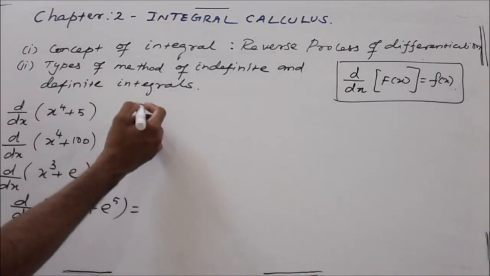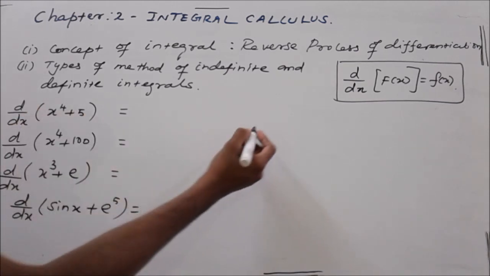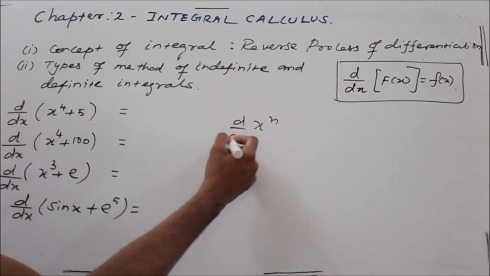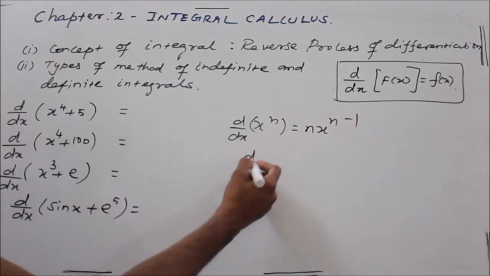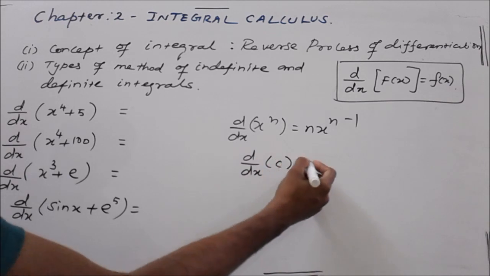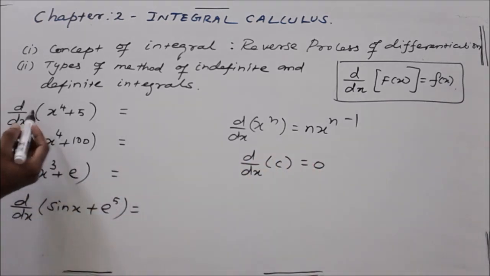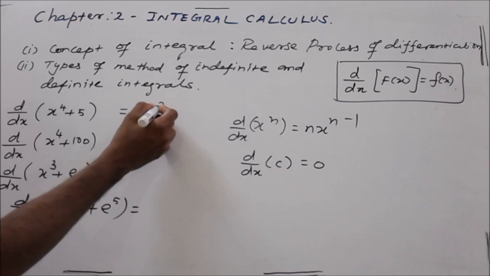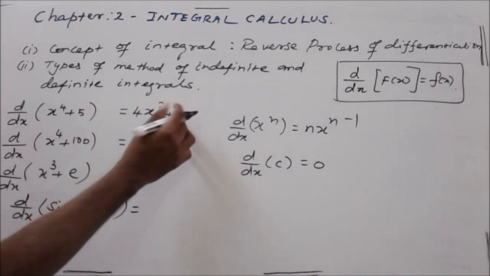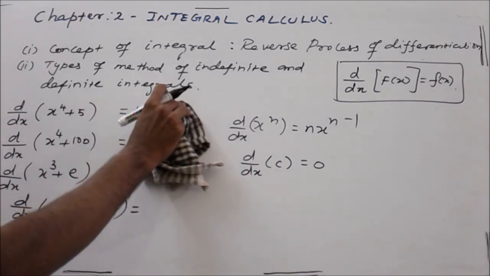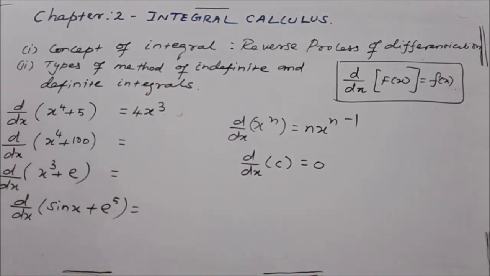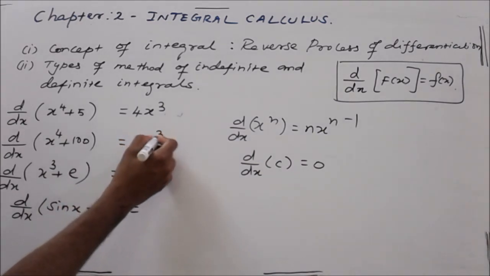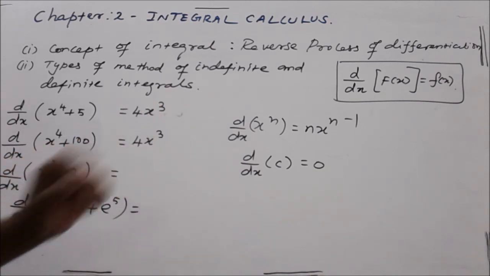Its derivative is found by using the derivative of x power n: d by dx of x power n is equal to n into x power n minus 1. The derivative of any constant is equal to 0. So differentiation of the first one is 4x cube plus 0, that is equal to 4x cube only. Then the derivative of the second one, x power 4 plus 100, is also 4x cube plus 0, because the constant becomes 0.